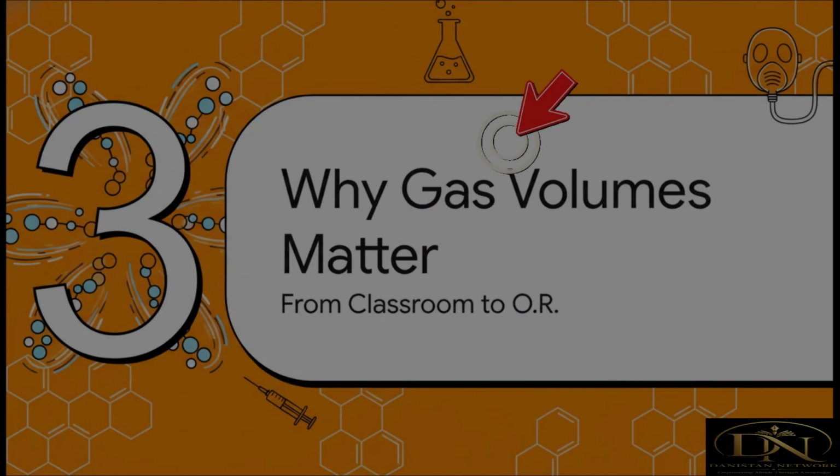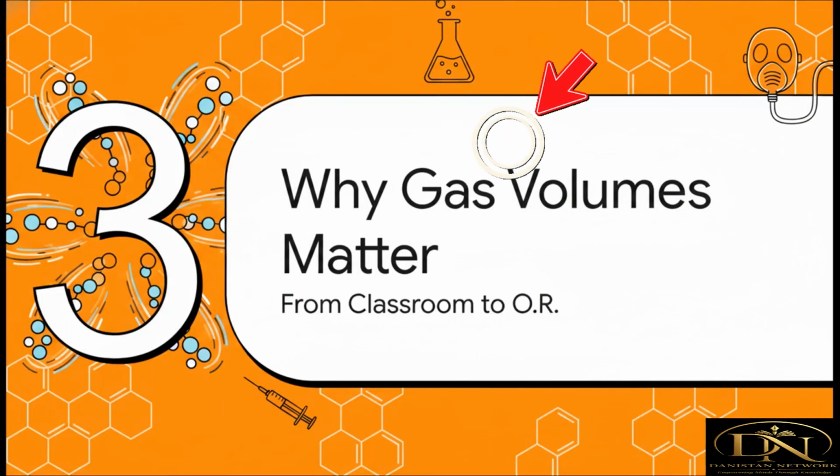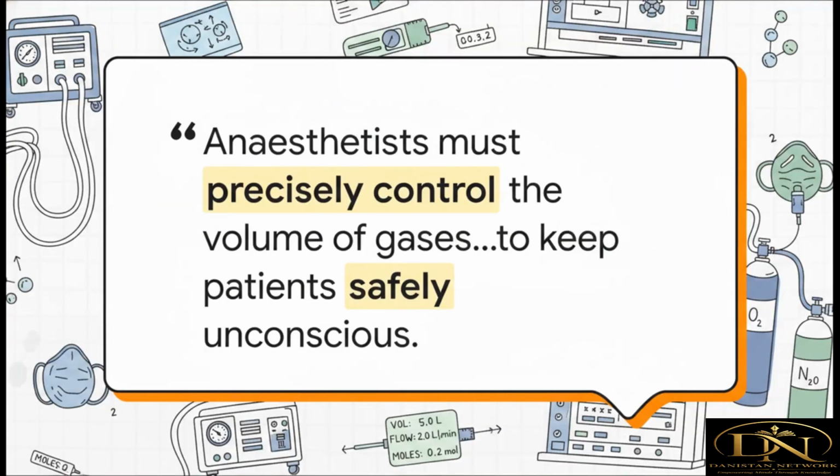Now, this is a pretty neat trick for a chemistry class, but you might be wondering, why does this really matter in the real world? Turns out, the applications are incredibly important. Just take this example. In an operating room, an anesthetist is performing incredibly precise calculations based on gas volumes. They have to deliver the exact number of moles of an anesthetic needed to keep a patient safely unconscious. This isn't just theory. It's a high-stakes, life-or-death application of these very principles.